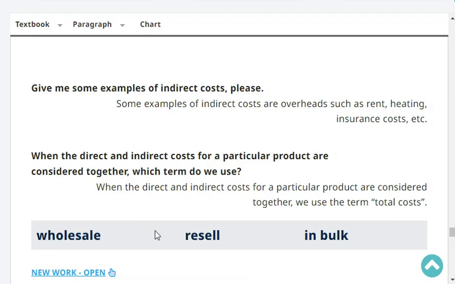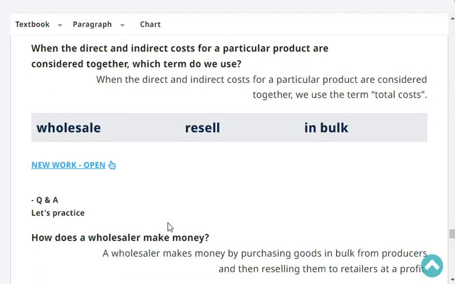When the direct and indirect costs for a particular product are considered together, which term do we use? When the direct and indirect cost of a particular product are considered together, we use the term total cost. Very good.